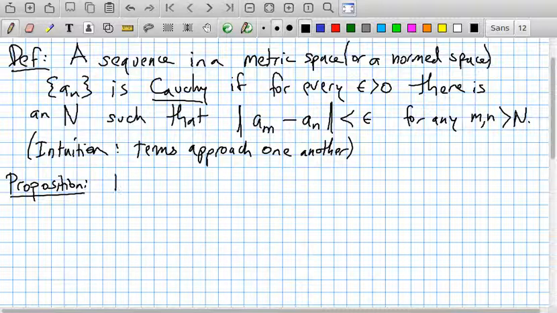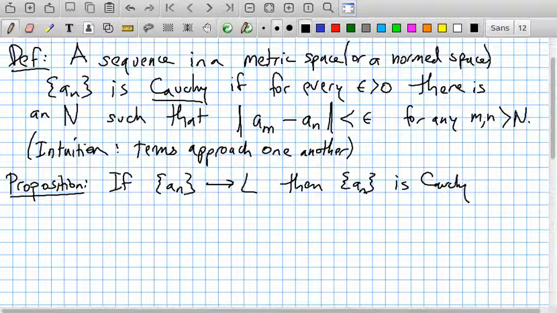So if a_n goes to L, has a limit, then a_n is Cauchy. So whenever you have a limit, it's a Cauchy sequence. Alright. The proof is not so hard to see. So first of all, we know this sequence has a limit, so we're going to make use of that. So if we want this to be Cauchy, let epsilon be given.